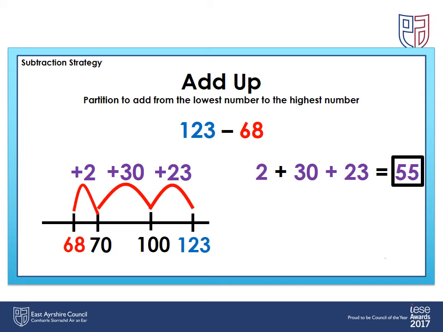This gives me the gap between the numbers, or the answer to the calculation 123 minus 68. This approach is sometimes referred to as shopkeeper subtraction, and reminds me of the days when shopkeepers used to count back your change, and 3 makes 70 and 30 makes £1.